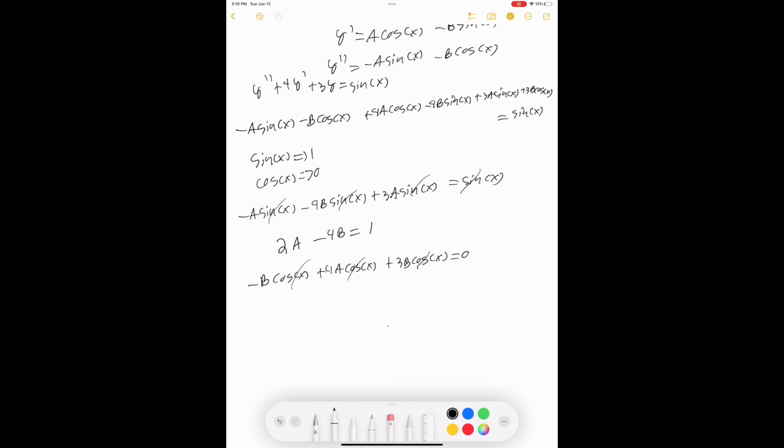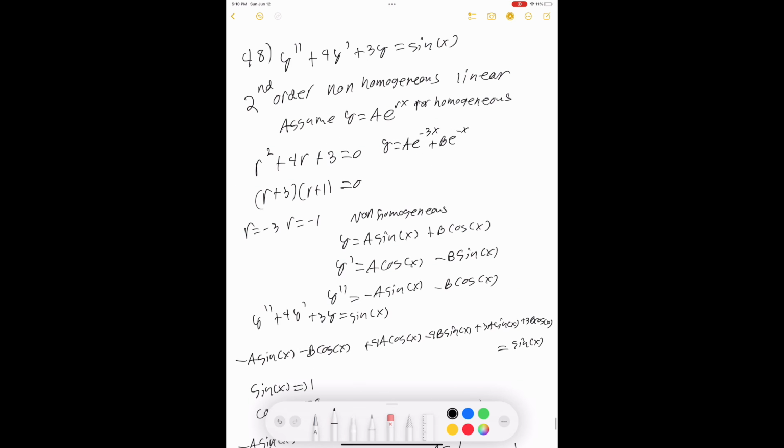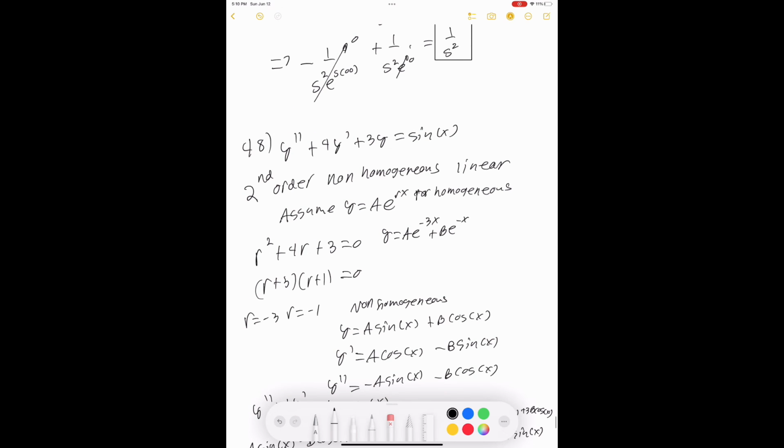So we can cancel out the cos x's, giving us 4a plus 2b equals 0, or 2a equals negative b, which we could definitely plug into that top equation, giving us negative 5b equals 1, or b equals negative 1/5. A is equal to negative b over 2, giving us 1/10, and we could just plug that back into the top equation. So y equals a e to the negative 3x plus b e to the negative x plus 1/10 sine x minus 1/5 cos x. That's going to be our full solution.